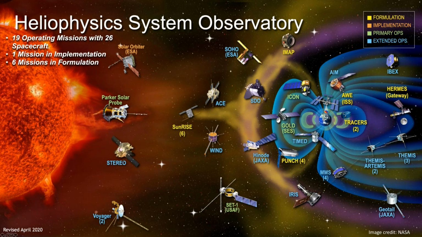space agencies, for example, the European Space Agency, or there's a Japanese spacecraft. And all in all, there are a lot of these assets that we operate out there in space, observing these disturbances all the way from the sun, tracking them through the interplanetary medium, and then within geospace.